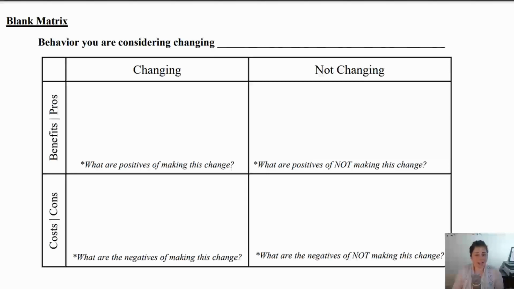Next is to look at the cons or negatives of making the change. This will help you and the patient be able to explore barriers, fears, or concerns they have about change. Lastly, we end with the pros or benefits of making the change. At this point, the patient is really arguing for change.